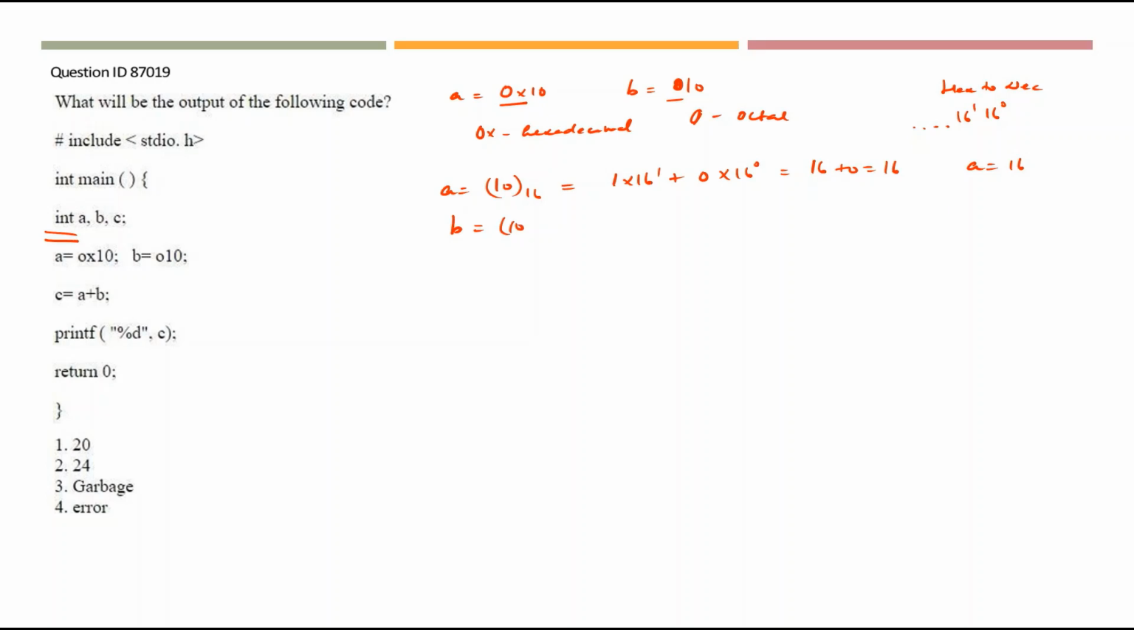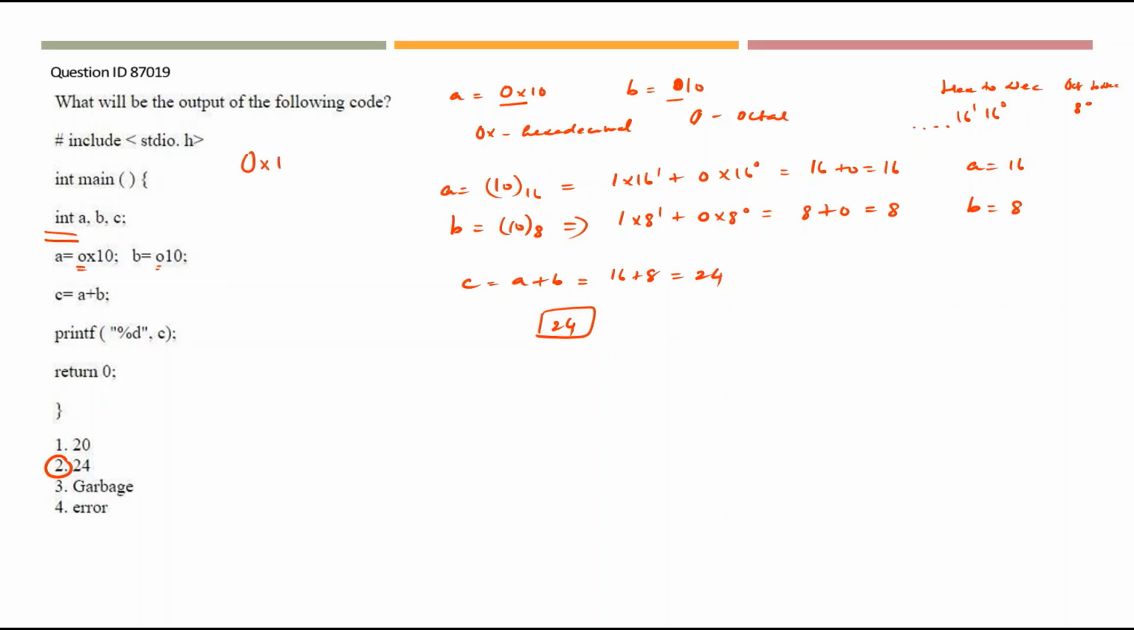Now B has octal format, octal to decimal, we will use 8 power. So 1 into 8 power 1 plus 0 into 8 power 0. 1 into 8 is 8 plus 0 into 1 is 0, which is equal to 8. So B is having the value of 8. Now C is equal to A plus B, which is equal to 16 plus 8, which is equal to 24. Printf C, 24 will be printed. The output will be option 2, 24. Though it may seem to be like small o, it is actually 0x10 and 010. Option number 2, 24 will be the right answer.